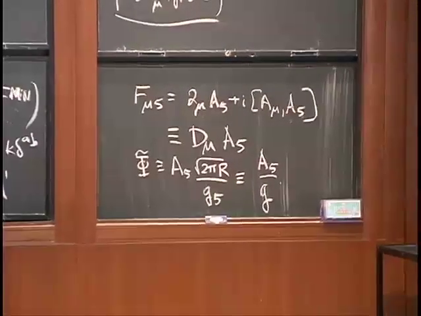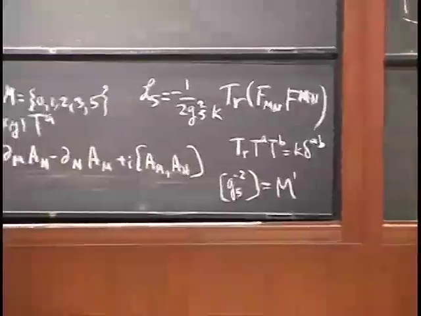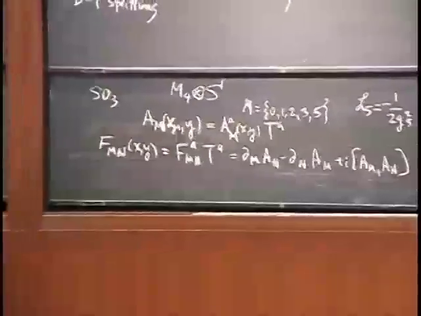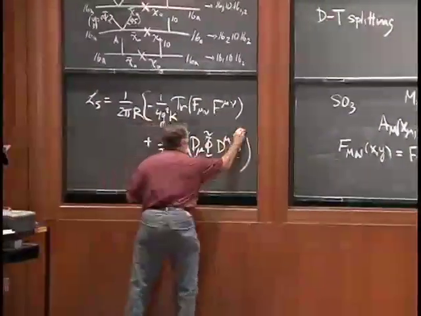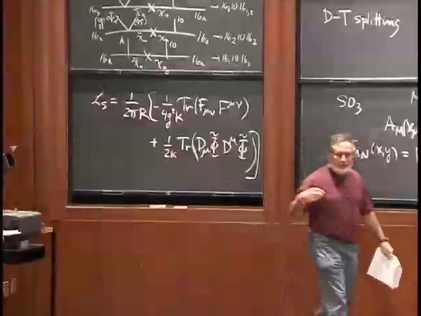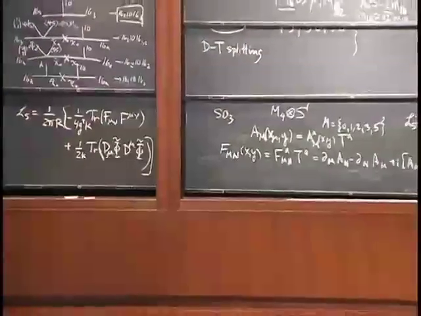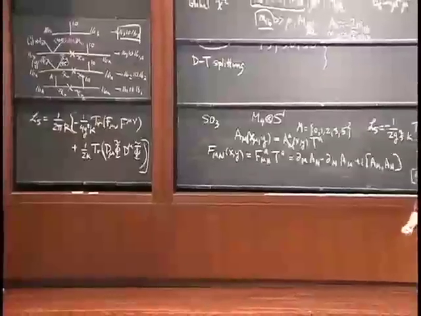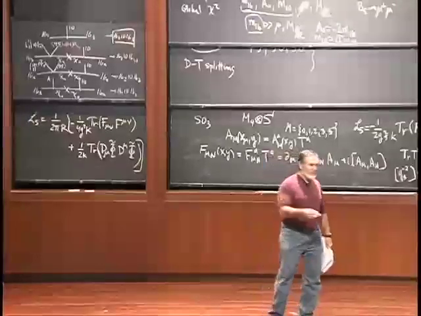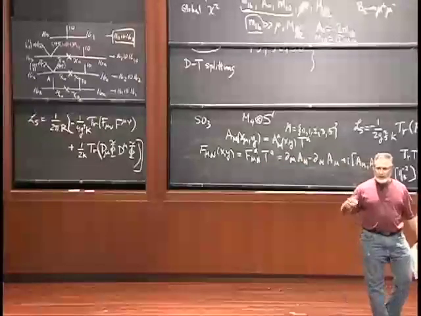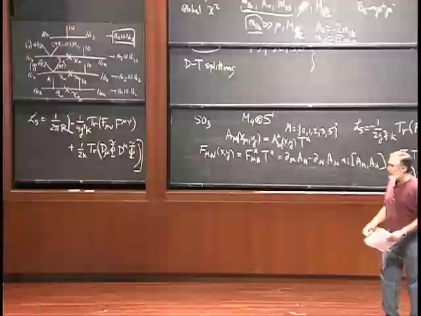And then we have the second term, which is 1 over 2 times the trace of the covariant derivative of phi tilde squared. And so in this limit, this theory reduces to that of a four-dimensional gauge theory and a four-dimensional scalar field in the adjoint representation of the gauge group. So out of the 5D theory, when we compactify it, or dimensional reduction as John called it, we get a 4D gauge theory and a scalar in the adjoint representation of the gauge group.